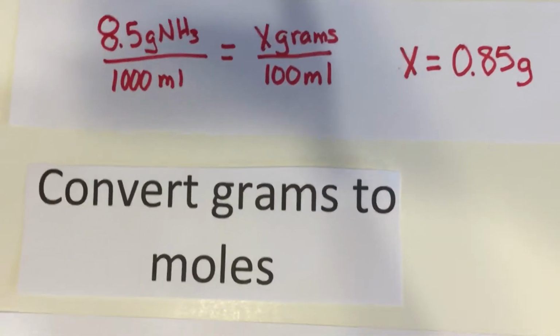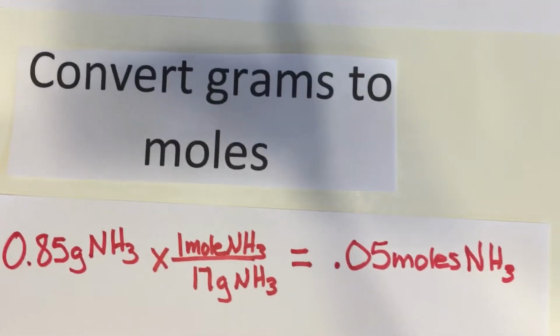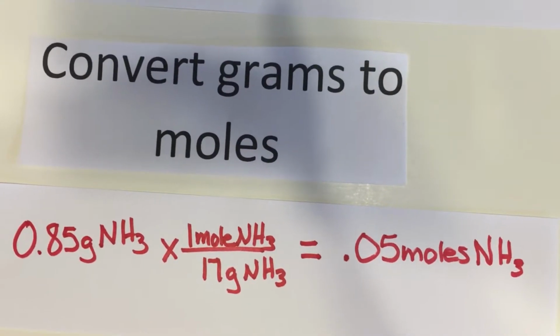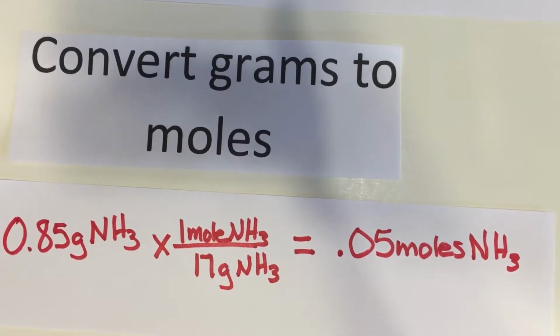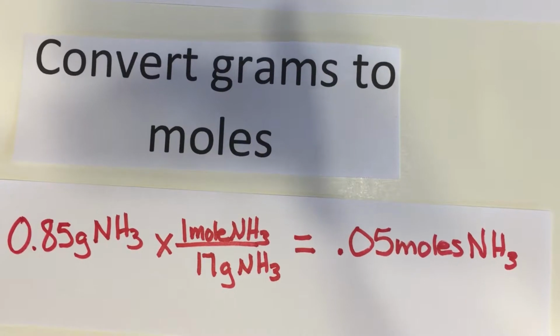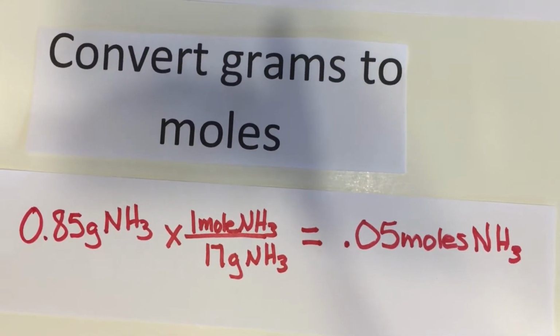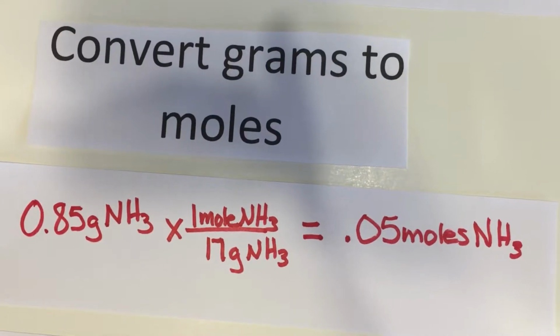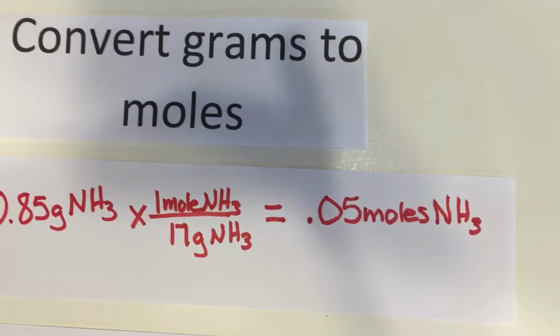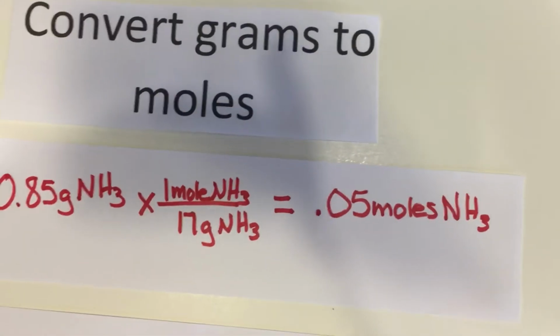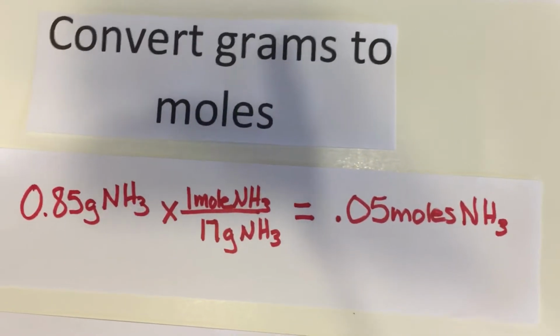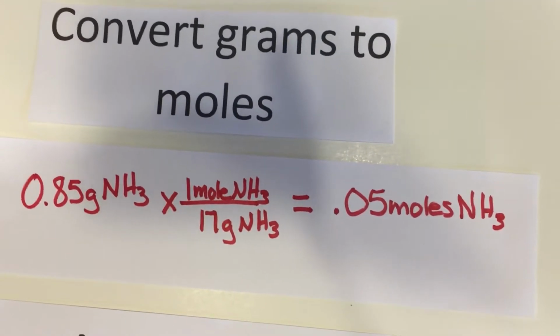Okay, we take that and convert that to moles. 0.85 grams of ammonia times 1 mole of NH3 over 17 grams of NH3, that's the formula weight again, gives us 0.05 moles of NH3. So all of that just to figure out how many moles of ammonia we're starting with.